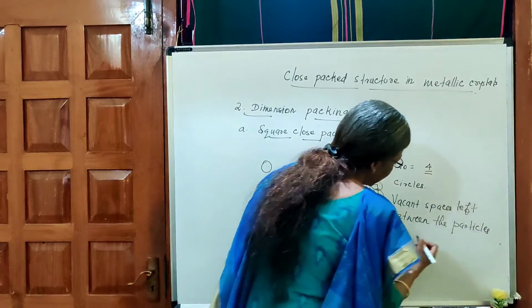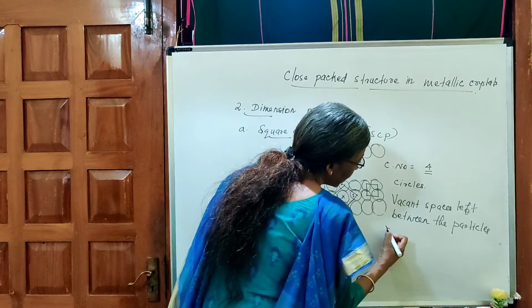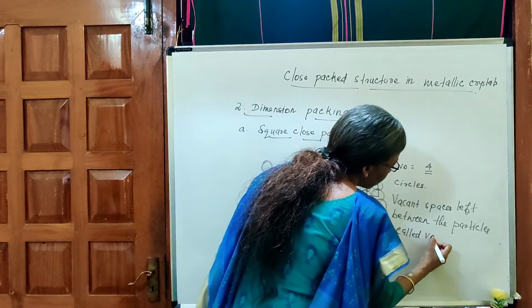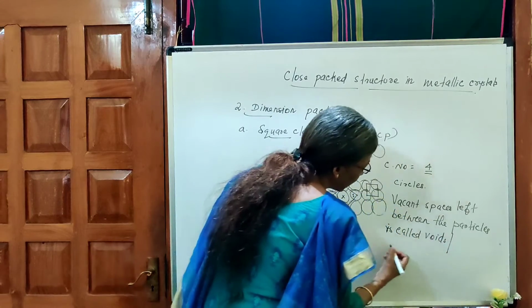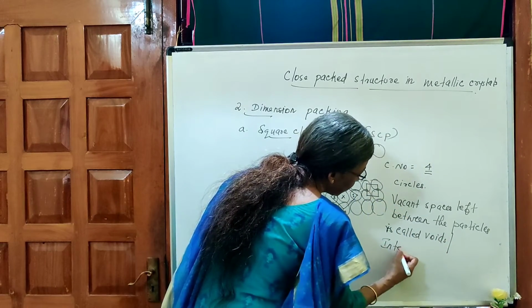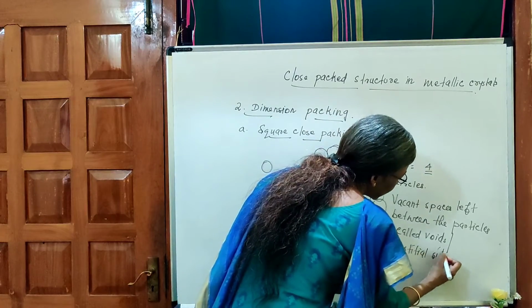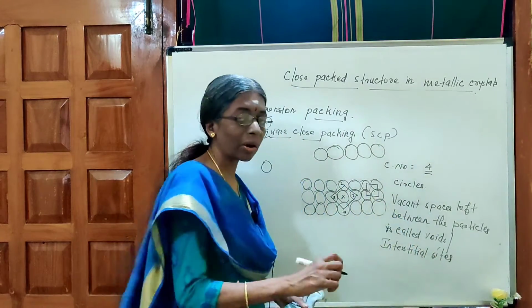Particles is called voids. Voids are interstitial sites. Interstitial sites. Then we'll study different types of sites afterwards.